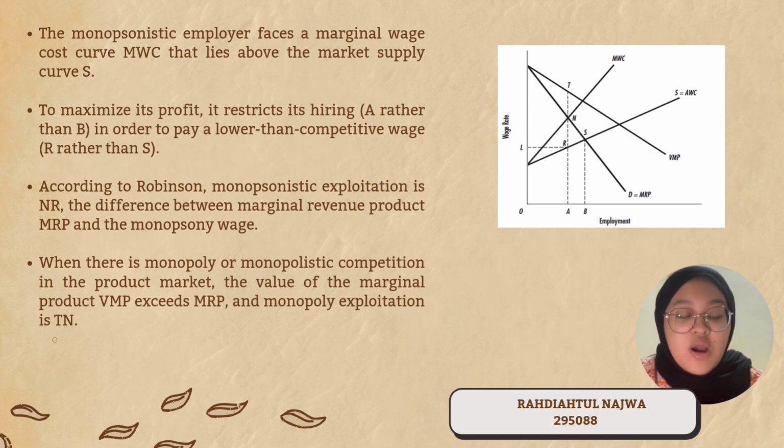According to Robinson, monopsonistic exploitation is N-R, the difference between marginal revenue product MRP and the monopsony wage. When there is monopoly or monopolistic competition in a product market, the value of the marginal product VMP exceeds MRP and monopoly exploitation is TN.